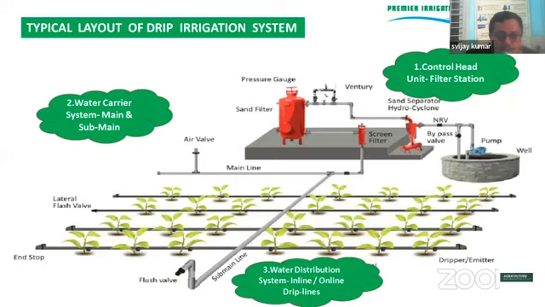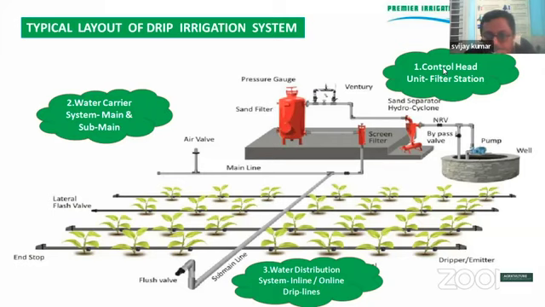So this I had already spoken to you about last time. This is the typical layout of a drip irrigation system. You know that every drip irrigation system has three main components. One, all the components near the water source are called the head control unit. That is basically the basic one.